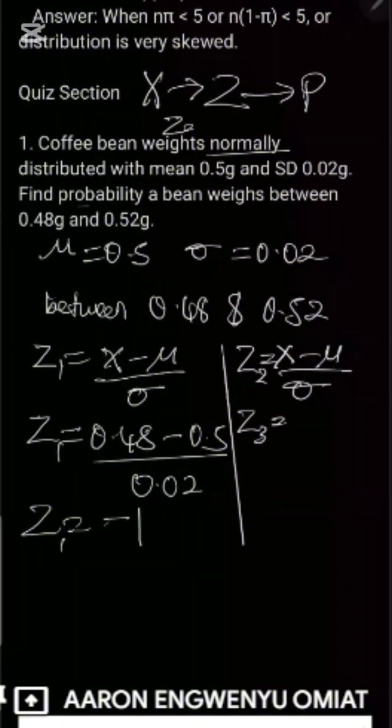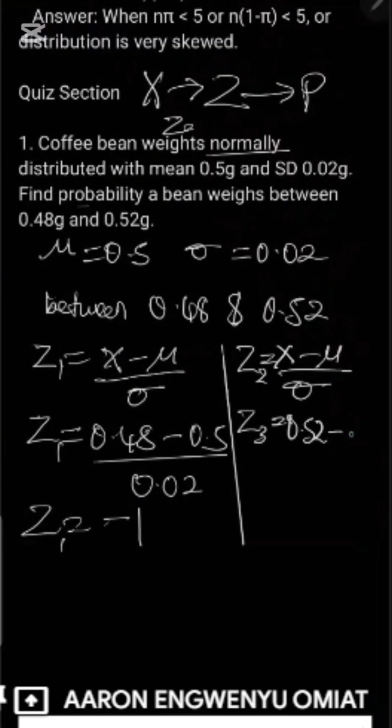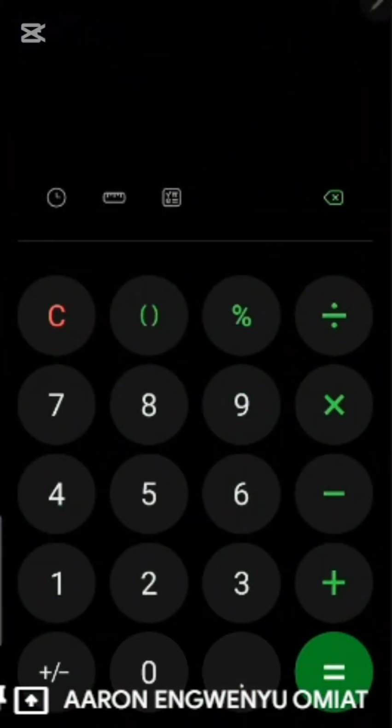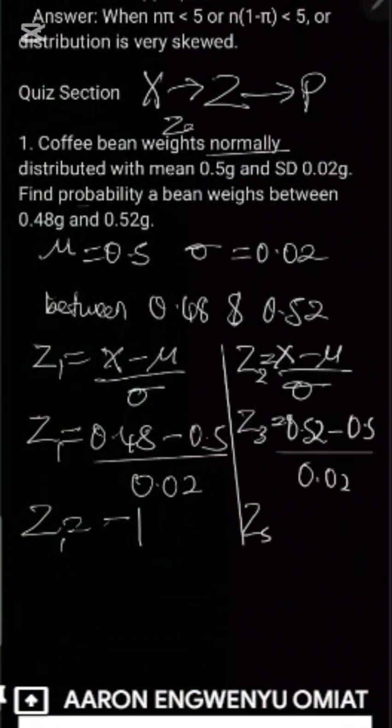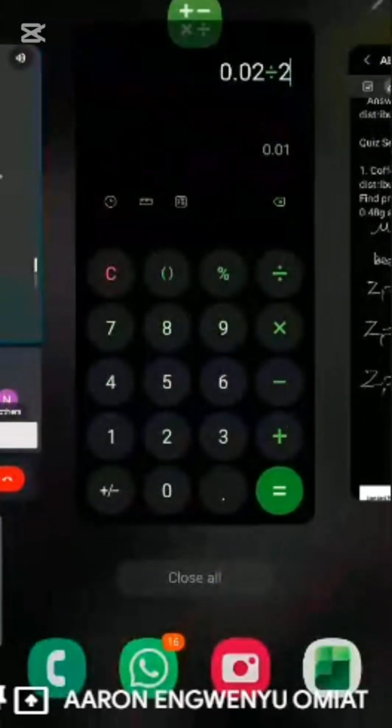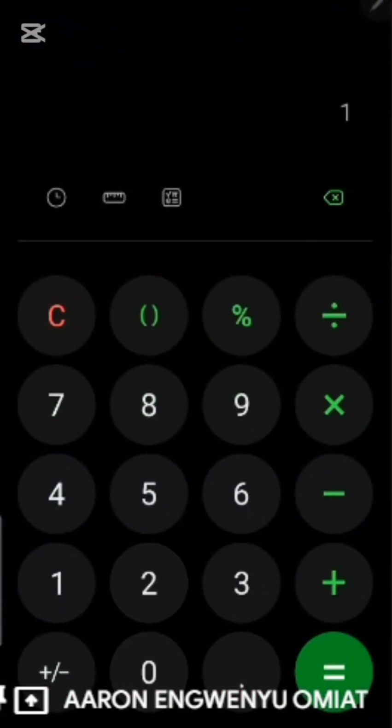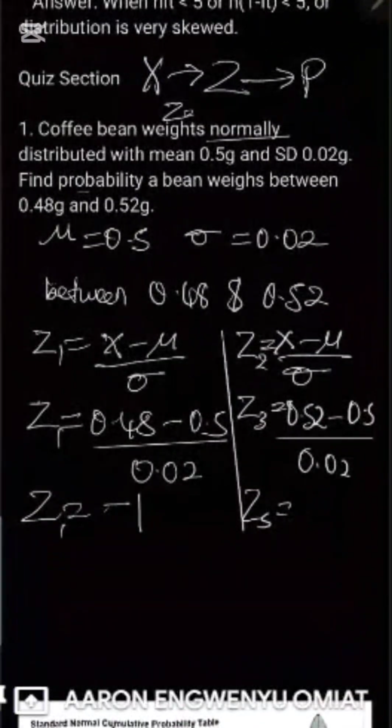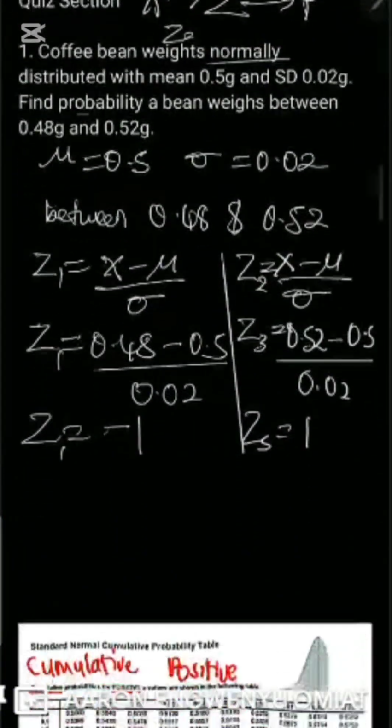Okay, 0.52 minus 0.5 over 0.02. Nice. Our answer here, z3, we're good to go. When we solve this, we end up with 1. Thank you.